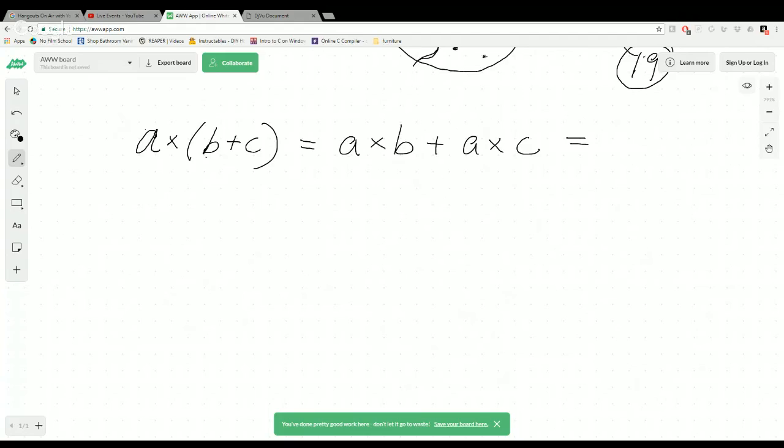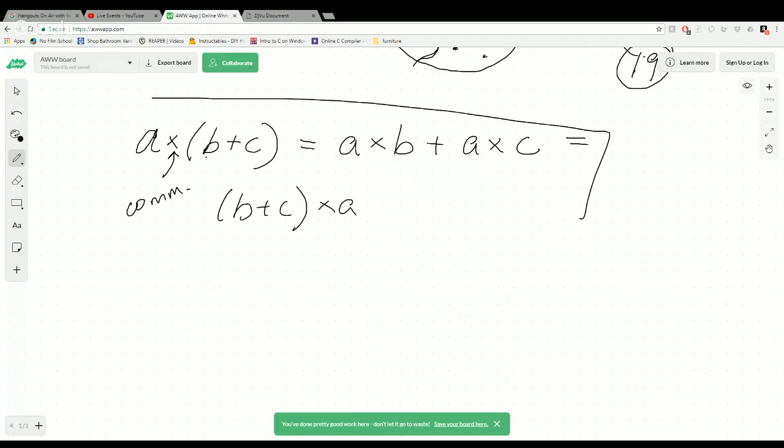So I can move the multiplication over here. Why? Because we talked about the fact last time that multiplication is commutative. So this is the same as b plus c times a. So a I can move to the right because of the commutative property. So there we go. That's the distributive property written in its most general form.